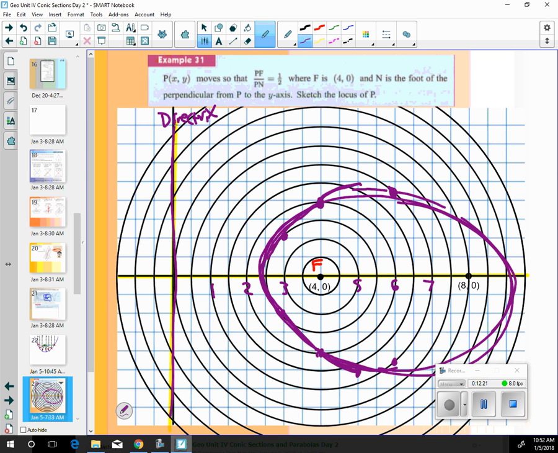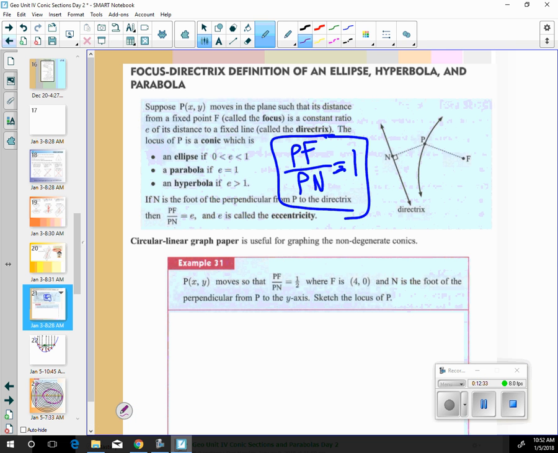That's where the eccentricity PF over PN is equal to 1/2. And when we're drawing these, this is a way to specify those. One more time, if PF over PN equals 1, that was your parabola. When it's equal to E and E is between 0 and 1, it's less, we get an ellipse like you saw. If it's greater than 1, then you're going to have a hyperbola.